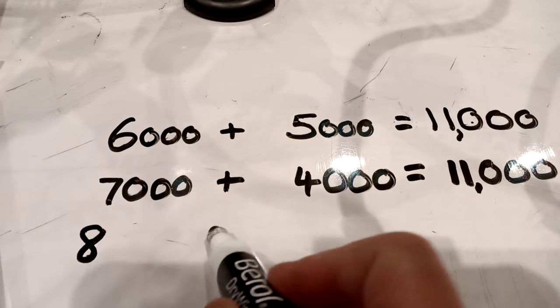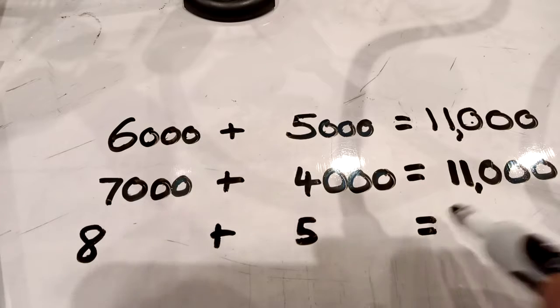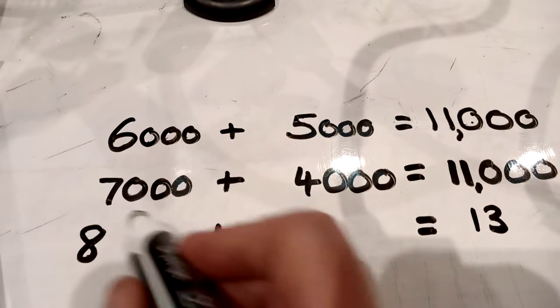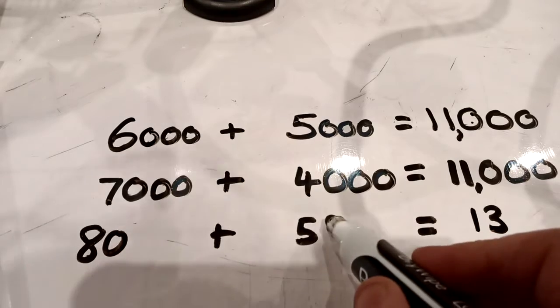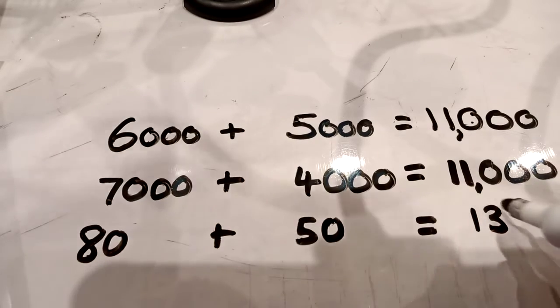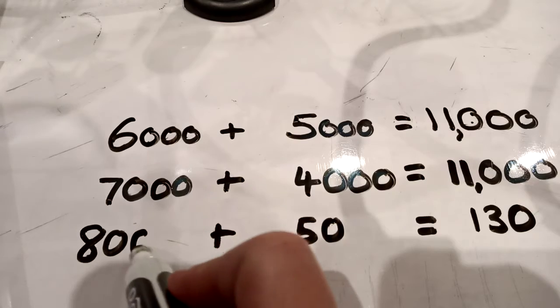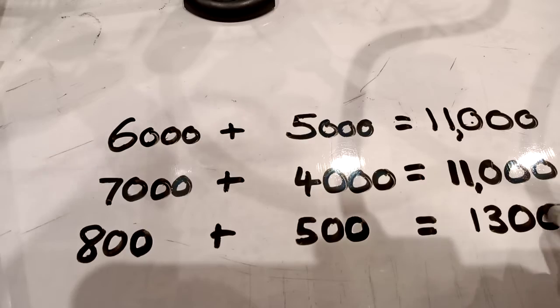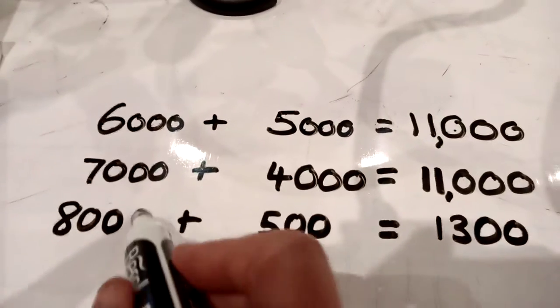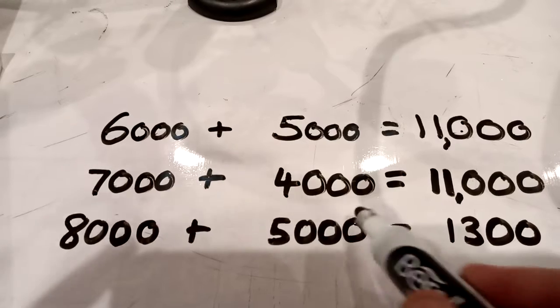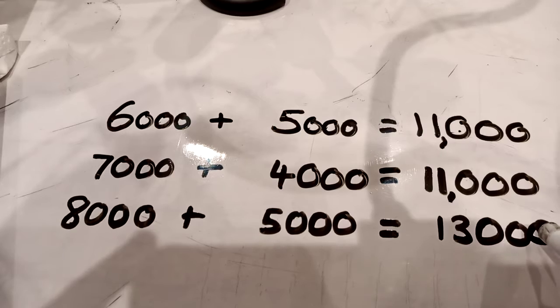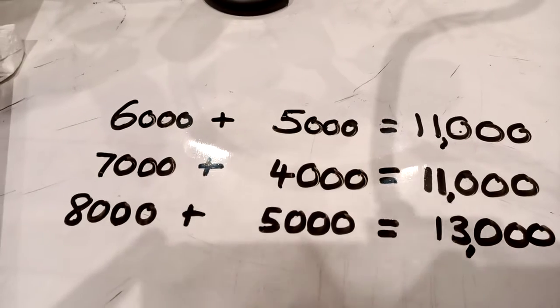So what was 8 add 5 equal? I know, 13. So what would 80 add 50 be? Yep. What would 800 add 500 be? Yep, you've got it. And then finally, what would that be? Yep. So the answer is 13,000.